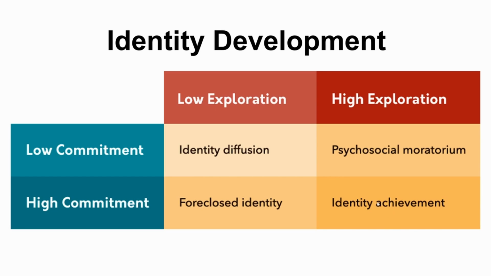And then the last, and this was Marcia's goal in mind, where people should strive to end up, is identity achievement, where you've settled after that high level of exploration. You looked into it, you found who you are, what your best decision is, and that's where you've settled. You now have your identity.